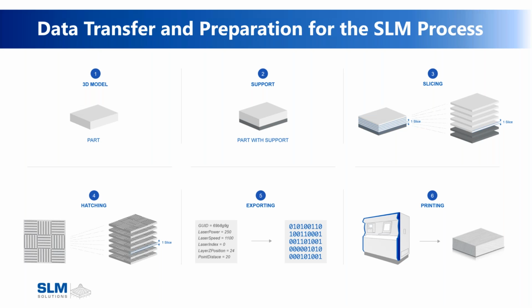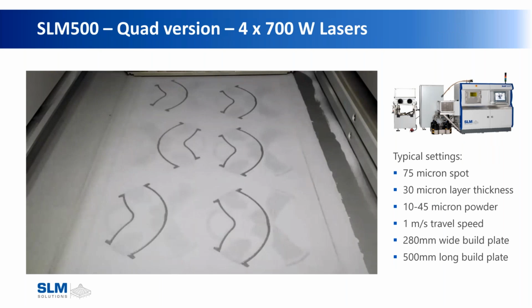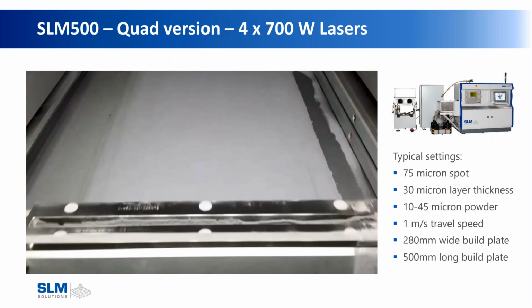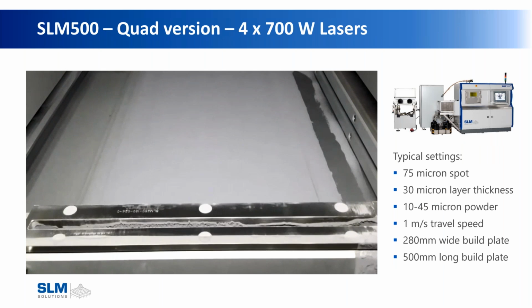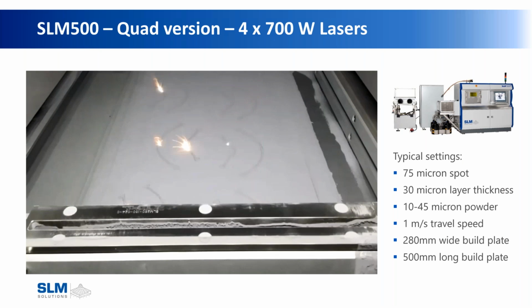From there, the machine reads the file and starts printing the part. So we add our plate, we add our material, the file is then loaded, and the printing process is then started. So here's a quick video of currently an SLM 500 with 4 700 watt lasers being able to build parts. And you can see that you have multiple lasers working on the same part.